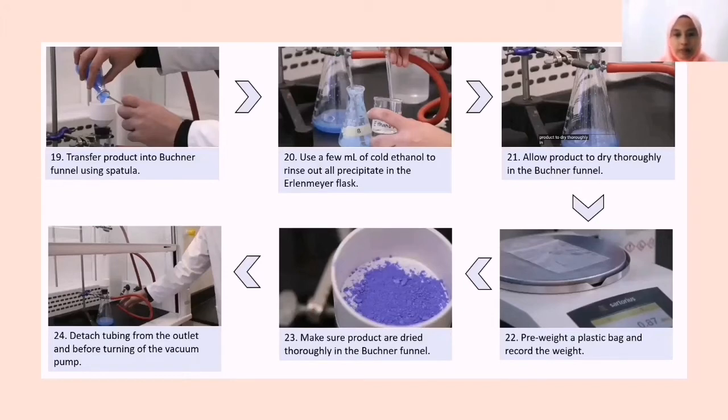Pre-weigh a plastic bag and record the weight. We make sure the product is dried thoroughly in the Büchner funnel. And lastly, detach the tubing from the outlet before turning off the vacuum pump.